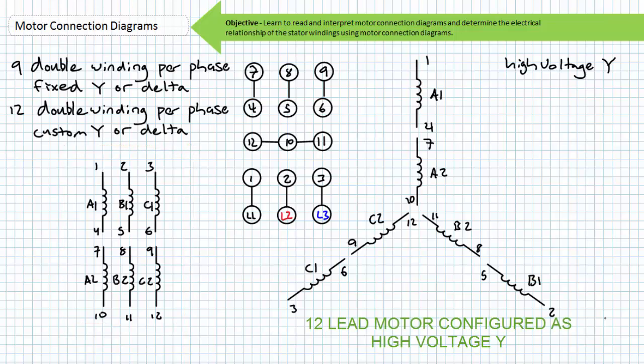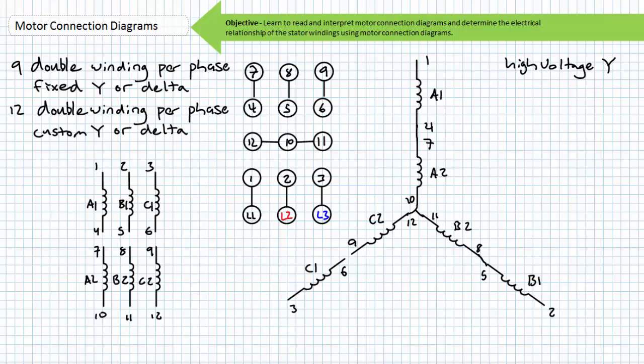Consider a 12-lead motor necessitating a high voltage Y configuration. Terminals 10, 11, and 12 are tied together, forming the central node of the Y. Terminals 4 and 7 are tied together, placing winding A1 and A2 in series with one another. Terminals 5 and 8 are tied together, placing windings B1 and B2 in series with one another. Finally, terminals 6 and 9 are tied together, placing windings C1 and C2 in series with one another.